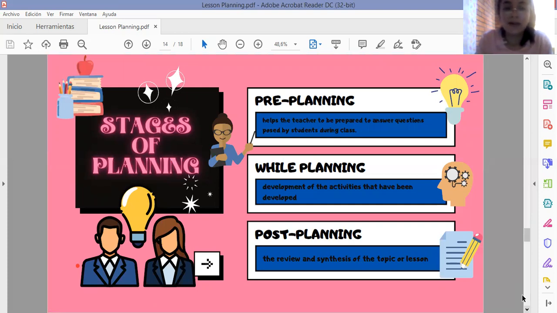And finally, we have post-planning, which focuses on the review and synthesis of the topic or lesson, as well as the transfer of learning, which allows linking the new content with the acquired experiences and knowledge.